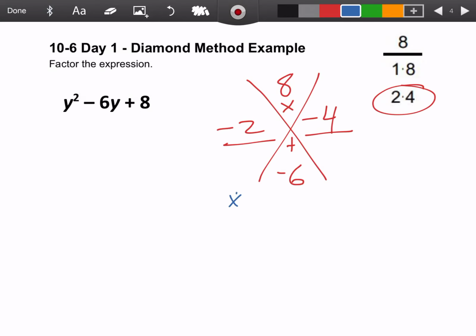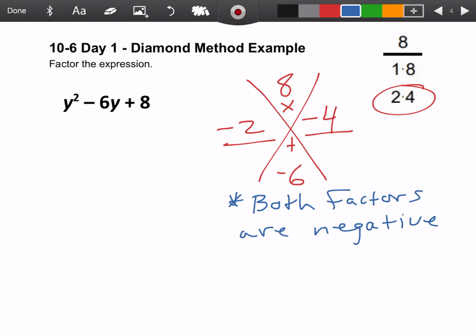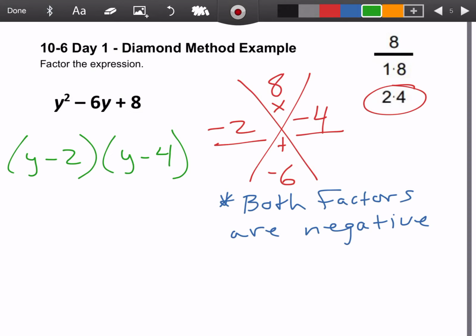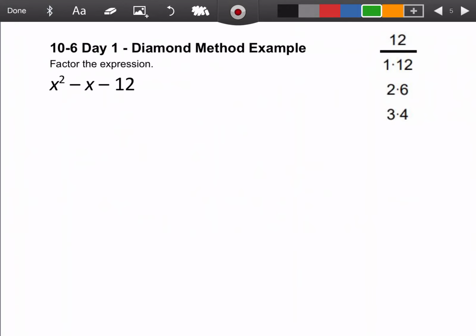So negative 2 times negative 4 gives us a positive 8, but negative 2 plus negative 4 gives us a negative 6. So this would be a case where both factors are negative. And then you just write your factored form here. We have y minus 2 and y minus 4. All right, those went kind of quick. I have one more example.